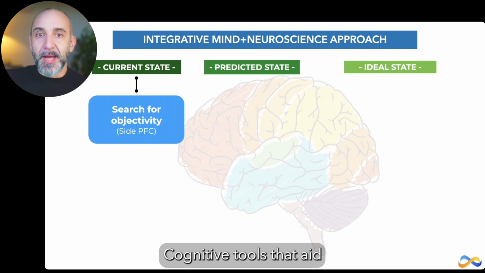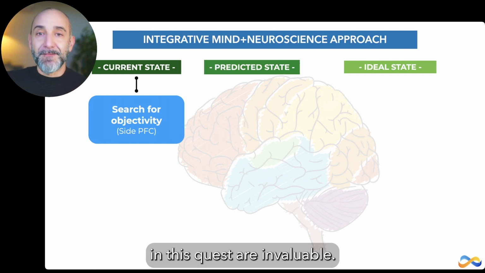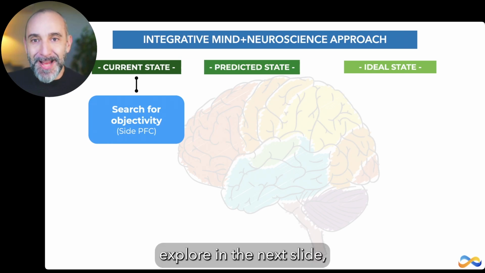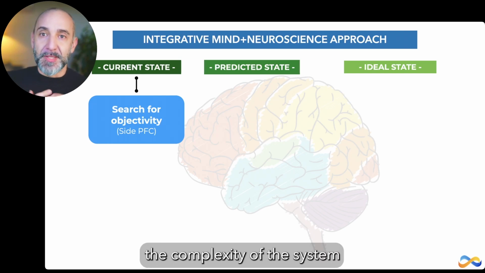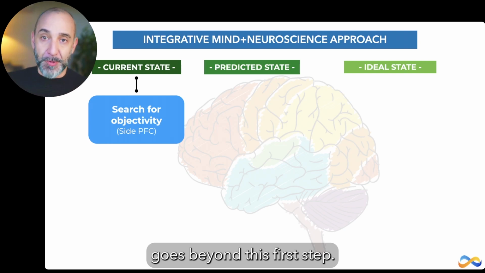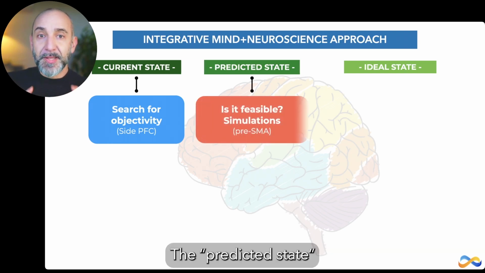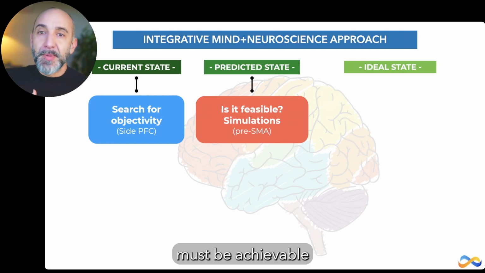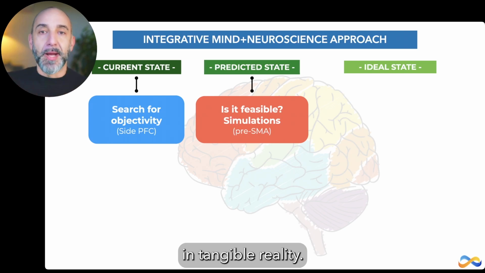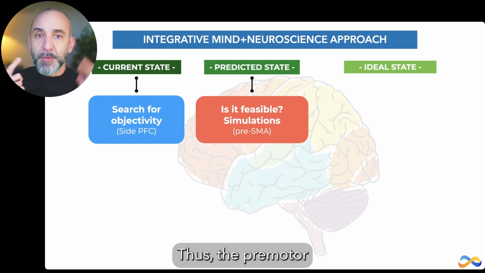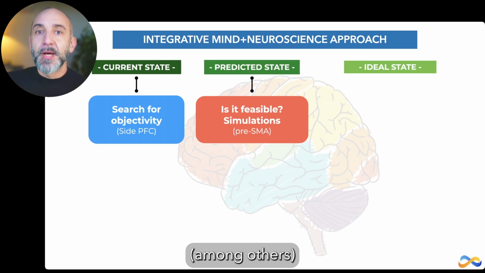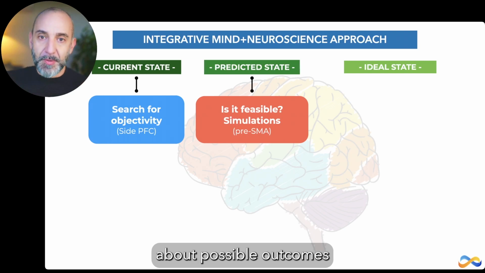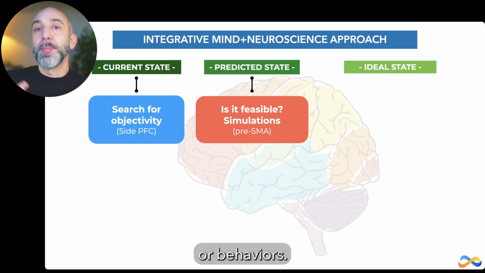Cognitive tools that aid in this quest are invaluable. However, as we'll explore in the next slide, the complexity of the system goes beyond this first step. The predicted state or realistic goal state must be achievable in tangible reality. Thus, the premotor cortex, among others, generates concrete predictions about possible outcomes of certain choices or behaviors.